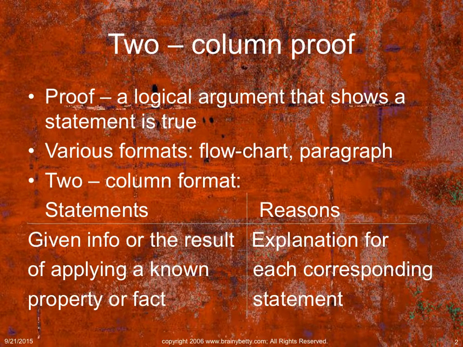Okay, so we're going to talk about a two-column proof. A two-column proof literally has two columns. If you look below, you see that there are two columns. It kind of looks like a chart. And a proof is just a logical argument that shows a statement is true. I am going to prove that something is true using given information.